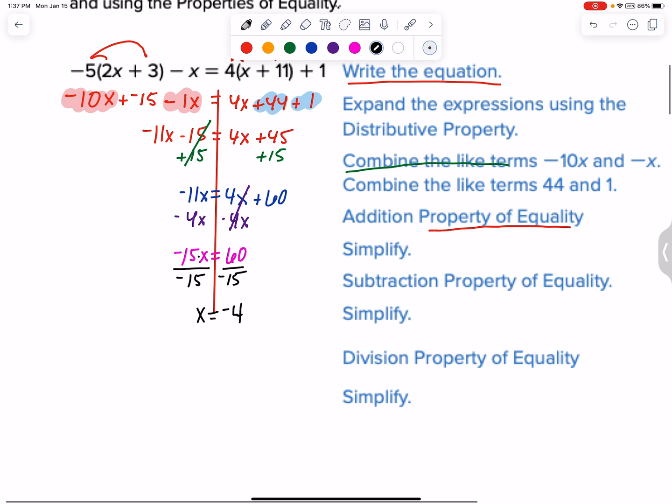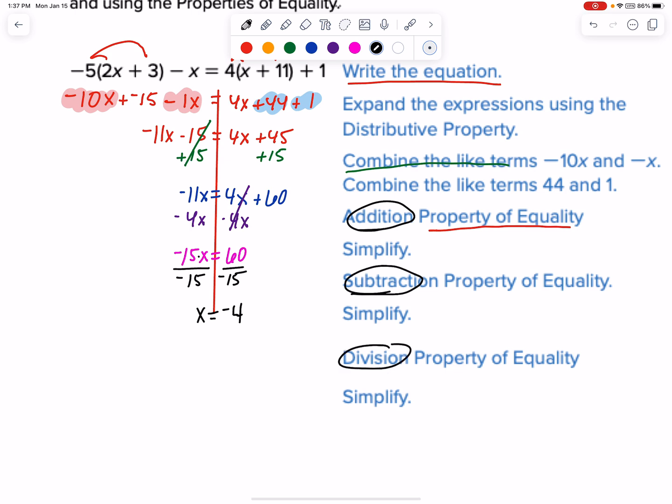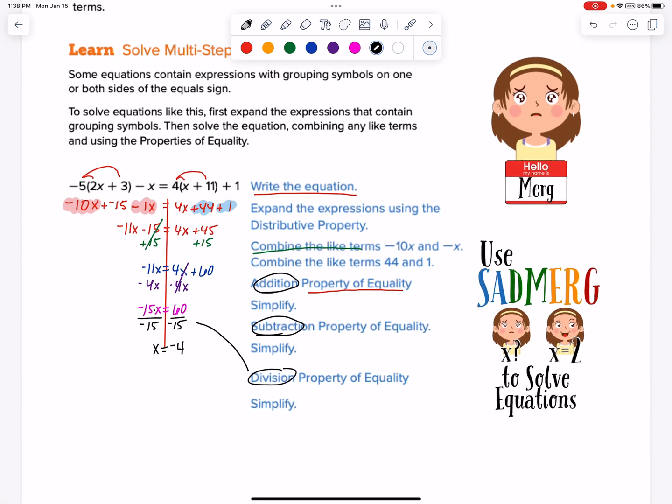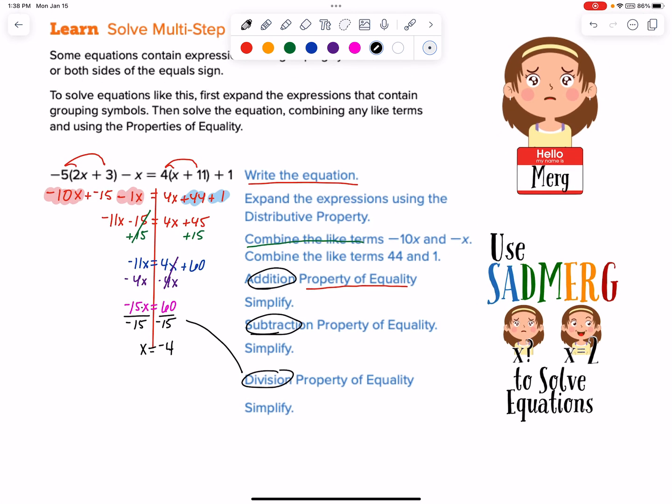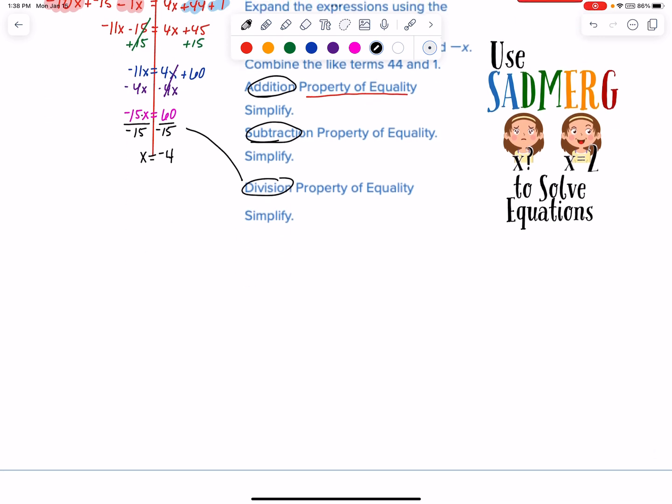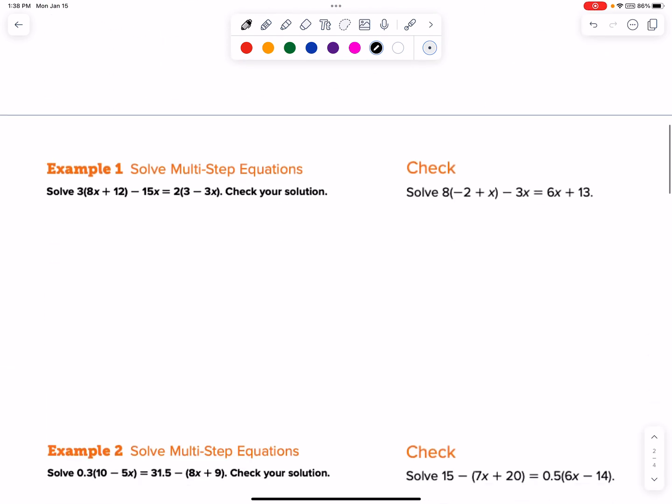And there we go. Okay, so you can see those addition property of equality, subtraction property of equality, division property of equality that we did. It's just saying that you can do the same thing to both sides. That's the property of equality. All right, so we have our x equals negative 4, and you're all set. Okay, all right. Let's go ahead and continue on.